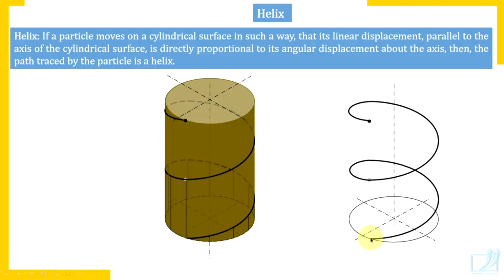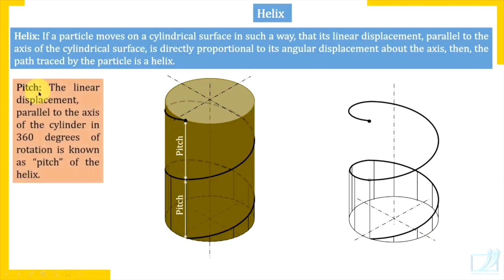Now watch clearly here. When particle starts, it is at bottom, but slowly its distance from the bottom starts increasing. And after 1 complete revolution, this is the distance covered parallel to the axis. This distance is called as a pitch. So pitch is the linear displacement parallel to the axis of the cylinder in 360 degrees of rotation. That is 1 complete revolution. That is known as pitch of the helix.